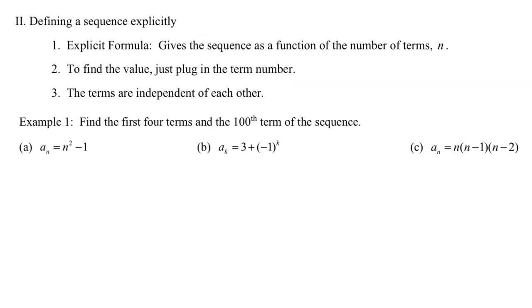Okay, the first type of sequence that we want to talk about is an explicit formula. And so an explicit formula is nice because it gives you the sequence as a function of the number of terms, which means in order to find a certain term, all you have to do is plug in the term number, and the formula will spit back what the term actually is. And the terms are independent of each other, which means I don't need to know what the 5th term is in order to know what the 17th term is, and so on and so forth.